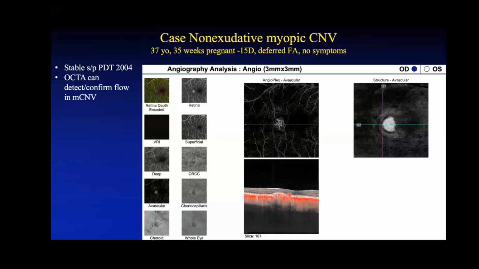in this region. Upon taking the history, she also had a history of photodynamic therapy that was done in 2004. So OCT angiography confirmed that she had myopic choroidal neovascularization, but this was not leaking, and observation was the management at this time.